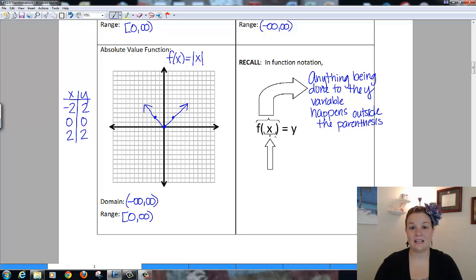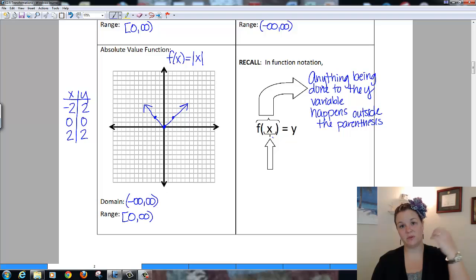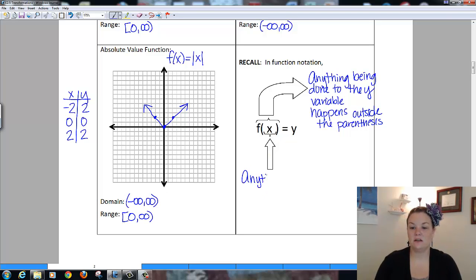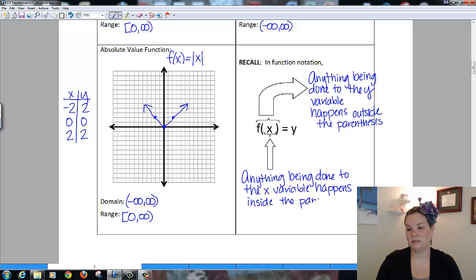Same thing is true with the x. The x is inside the function. I always plug in x. X is our input. So anything being done to the x variable happens inside the parentheses.